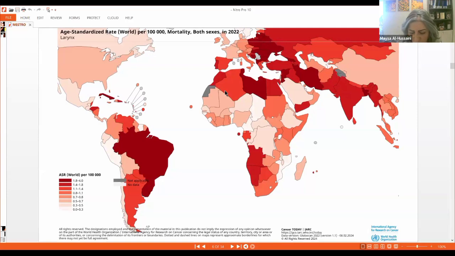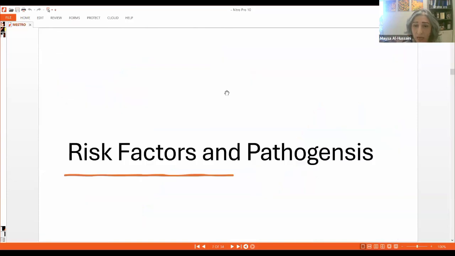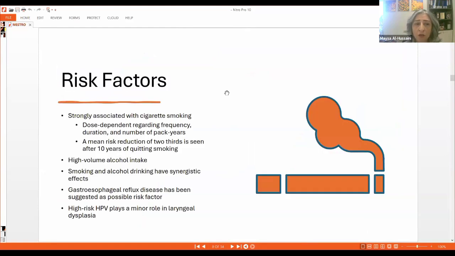Of course, this comes as no surprise because of the association with risk factors, which is related to the pathogenesis. The most important risk factor, which is so prevalent in our area of the world, is smoking. There is a strong association with cigarette smoking in relation to frequency, duration, and number of pack-years. Surprisingly, it takes almost 10 years to achieve a reduction of two-thirds in the incidence once a patient decides to quit. On the other hand, around one-third of individuals who quit smoking will still harbor the same risk after 10 years for the development of laryngeal carcinoma.